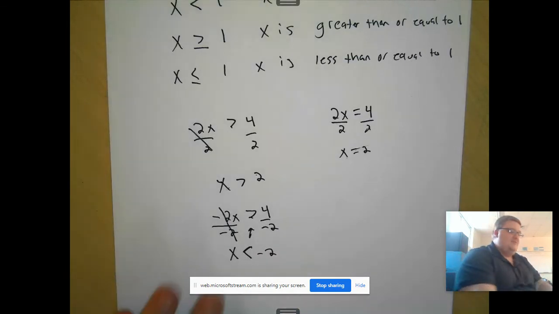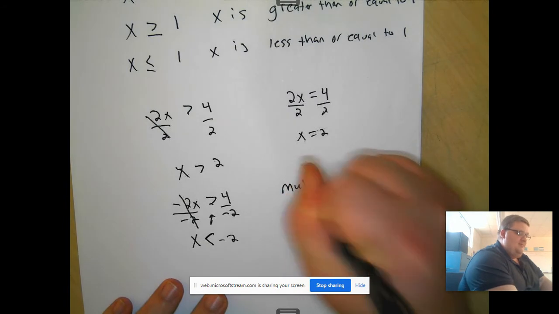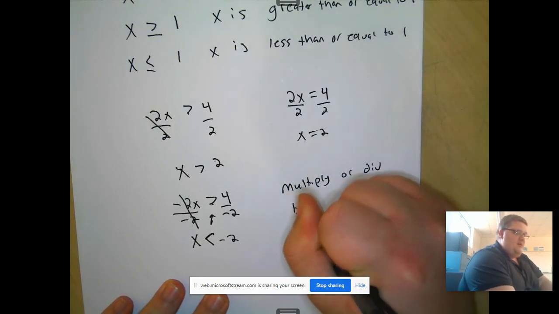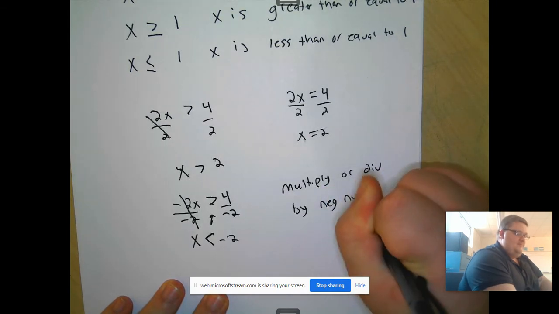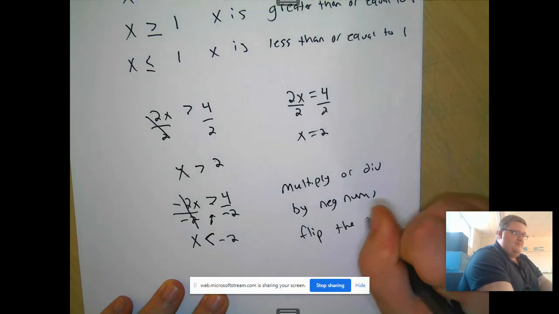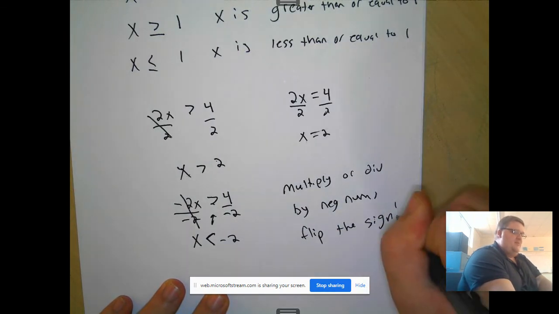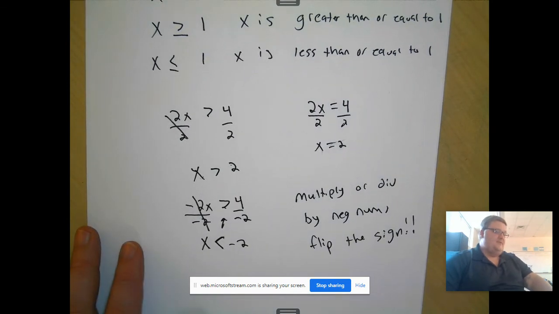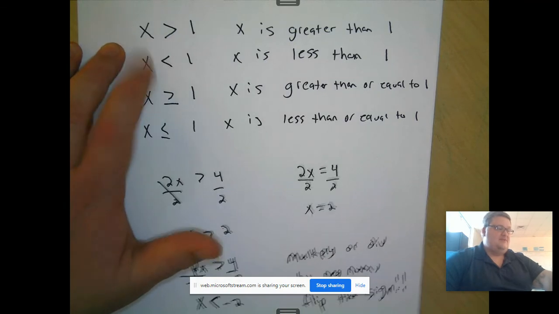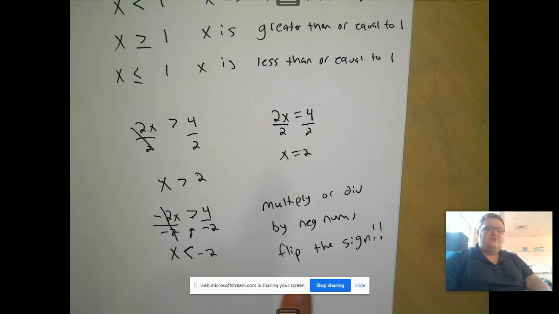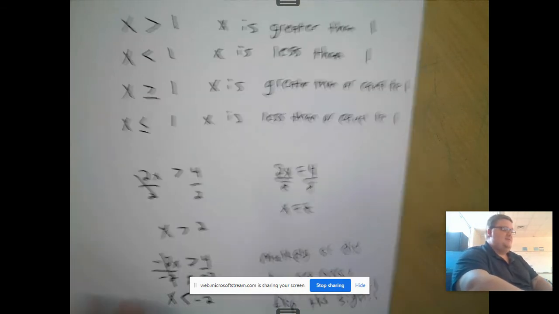So your rule that you need to remember is when you multiply or divide by a negative number, you need to flip the sign. Very important. And so you need to remember these 4 things: greater than, less than, greater than or equal to, less than or equal to. You need to remember this step. So let's do a couple practice problems.